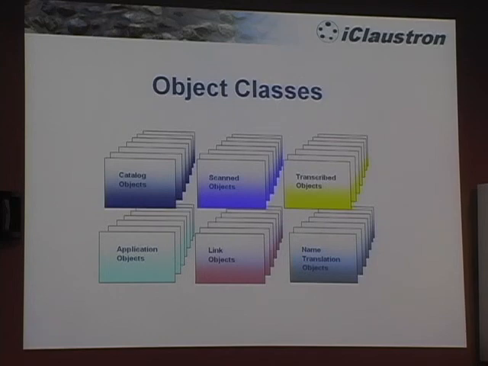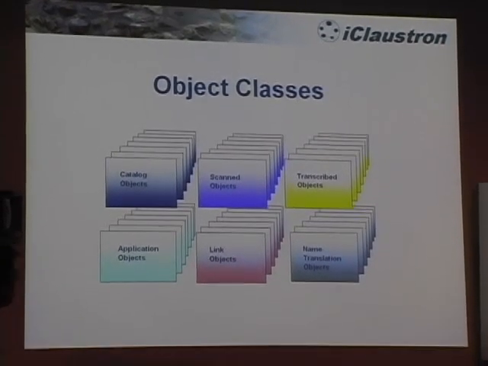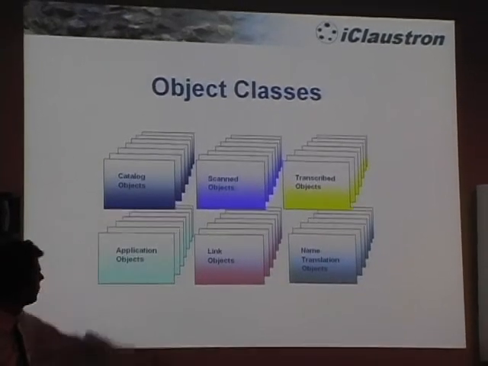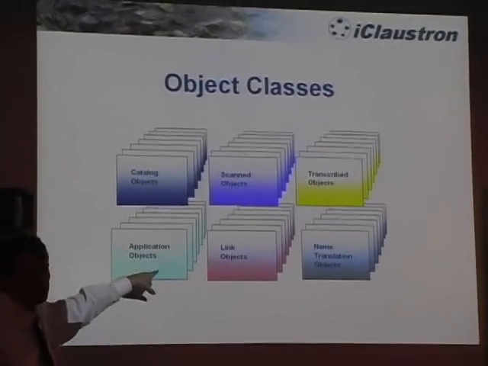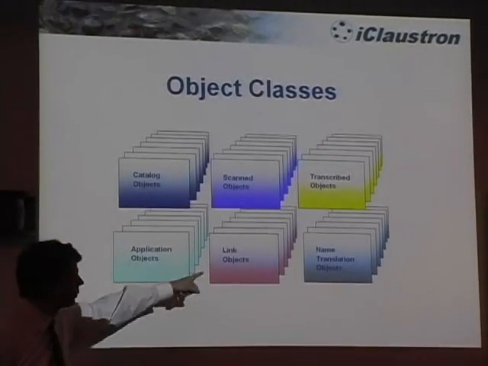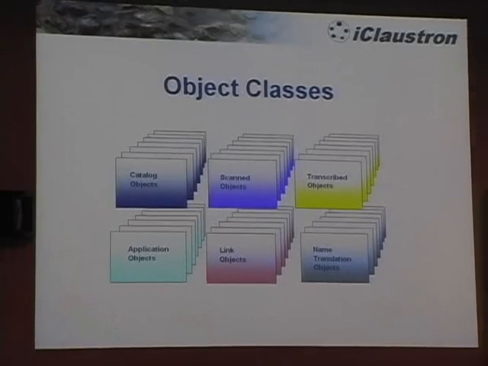So these are the typical objects that you would find in a genealogy application. It's the scanned objects that I refer to as the images. Then you have the transcribed objects, which is just trying to write down what the text actually says on these documents. And then you have catalogs over all the images. And then you have the actual persons, the actual genealogy. Those are the application objects. Link objects I'm going to show you in the next slide.